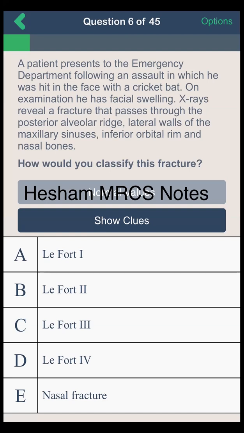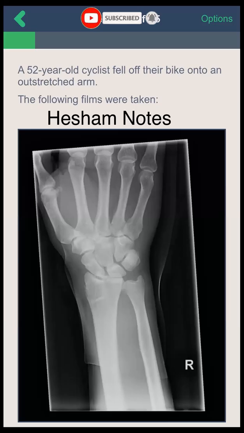Okay, another question. Okay, this fracture. A 52-year-old cyclist fell off the bike onto an outstretched hand. The following film was shown. This is the first film. Yes, sir. This is some sort of intra-articular fracture. There is an abnormal thing here. Yes, you see that?